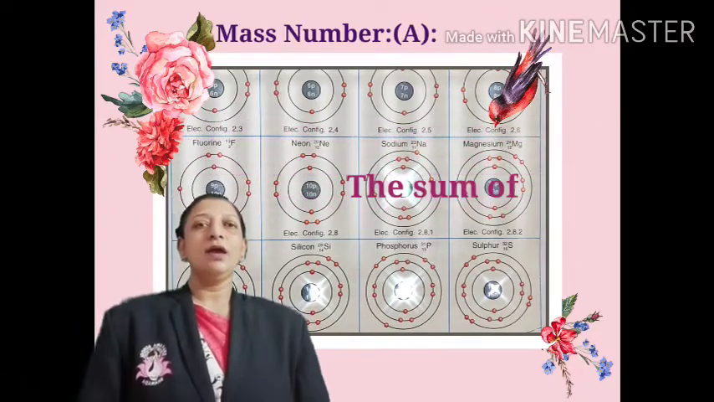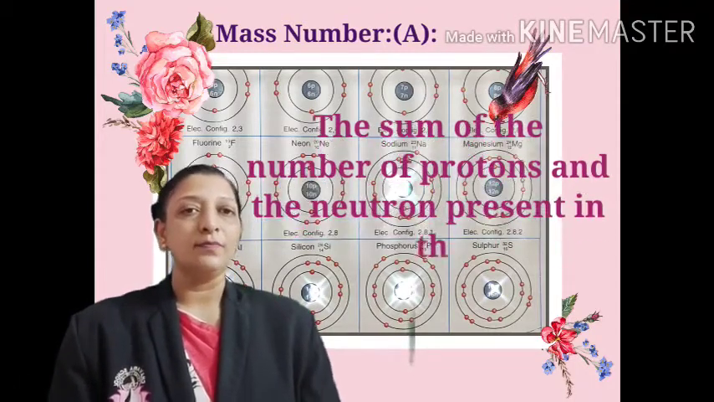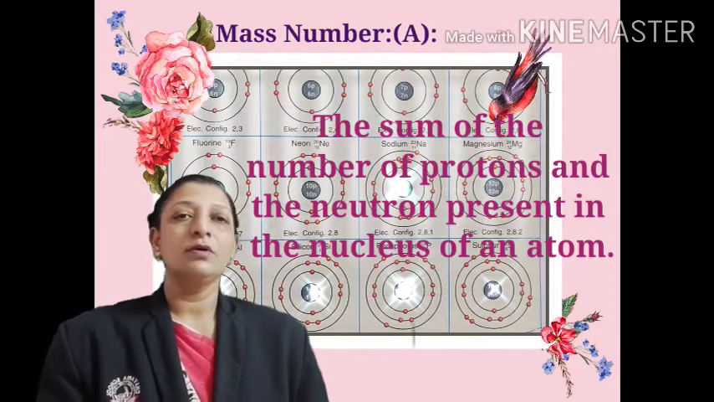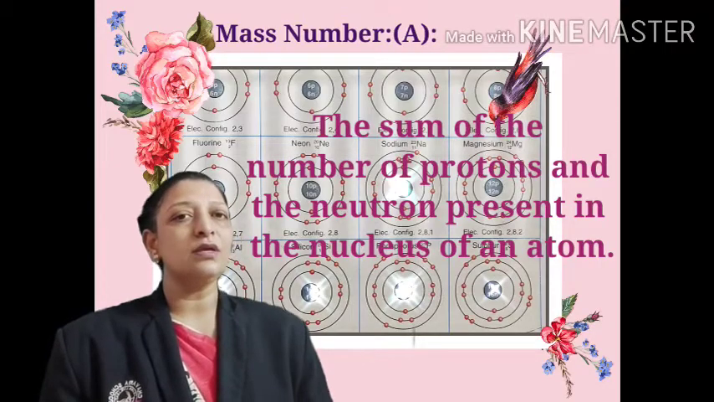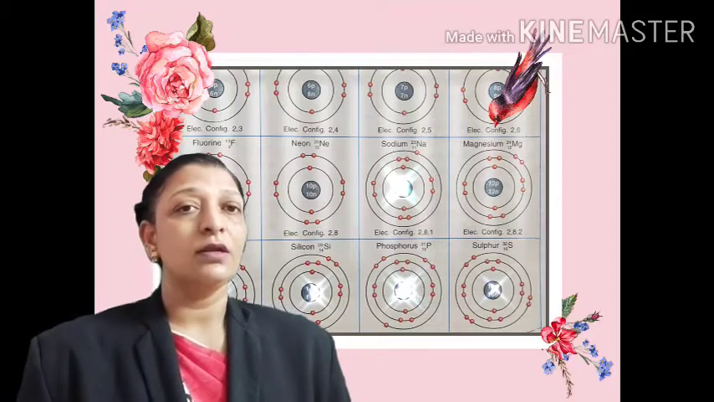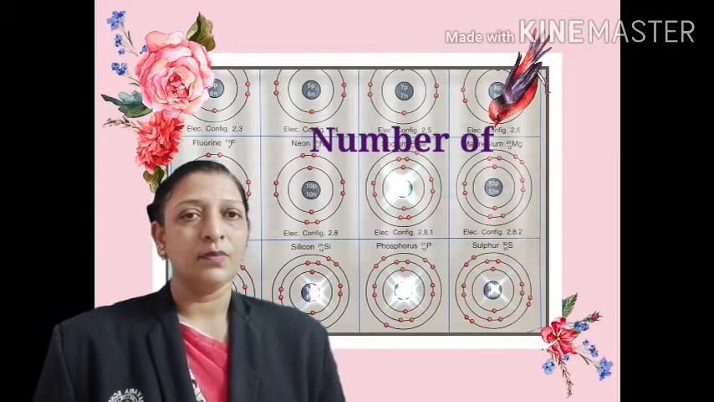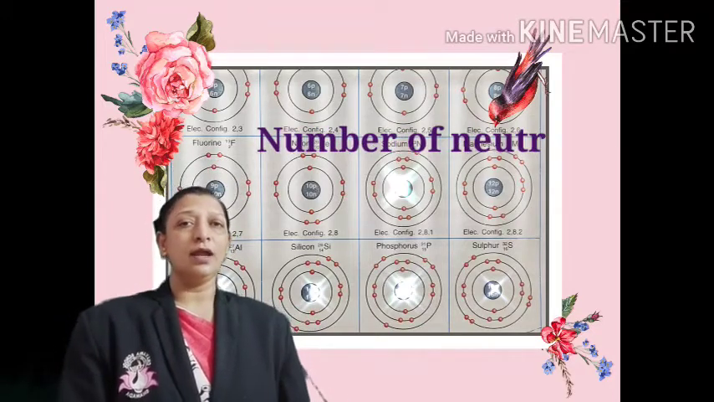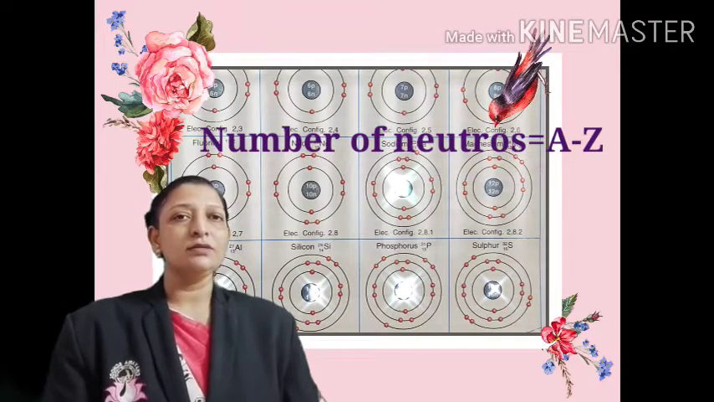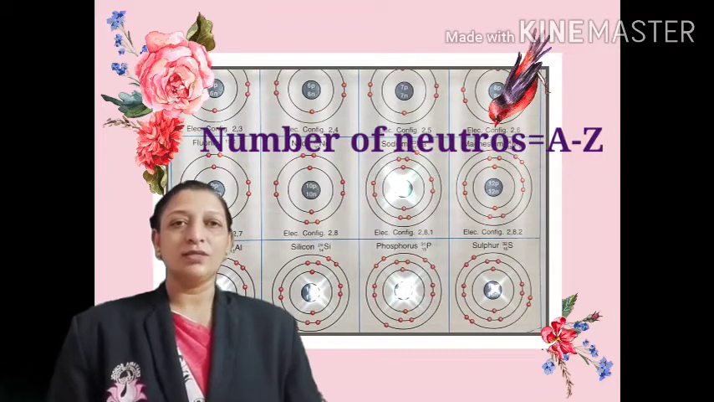The next concept is atomic mass. Atomic mass, or mass number, is represented by the capital letter A. It is defined as the total number of protons and neutrons present in the nucleus of an atom. From this, we can calculate the number of neutrons present in the atom. So the number of neutrons in an atom is equal to the mass number, that is A, minus the atomic number, that is Z.